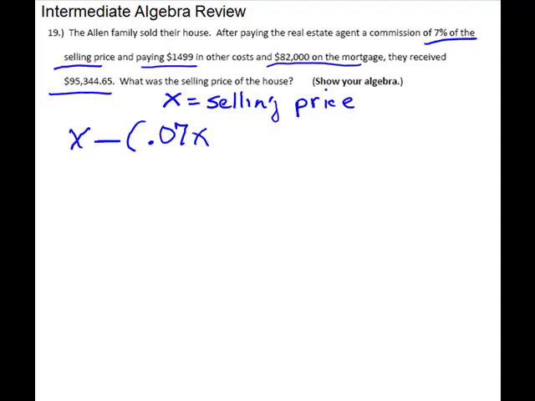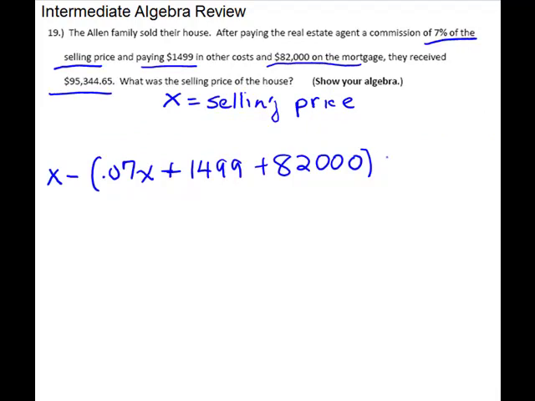Right, they also had to pay $14.99 in other costs, and they had to pay $82,000 mortgage, and that's all in parentheses, so we'll subtract all of them. That will equal what they received, the $95,344.65.